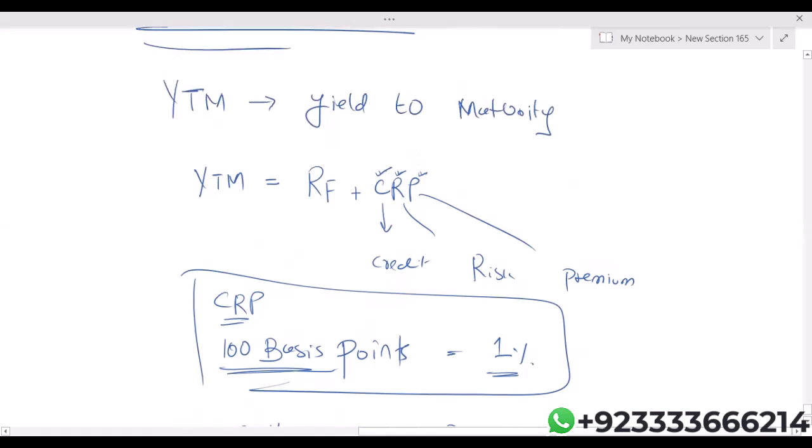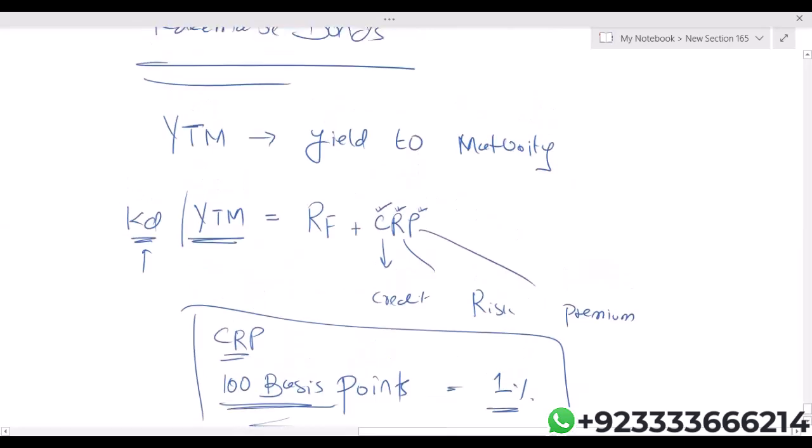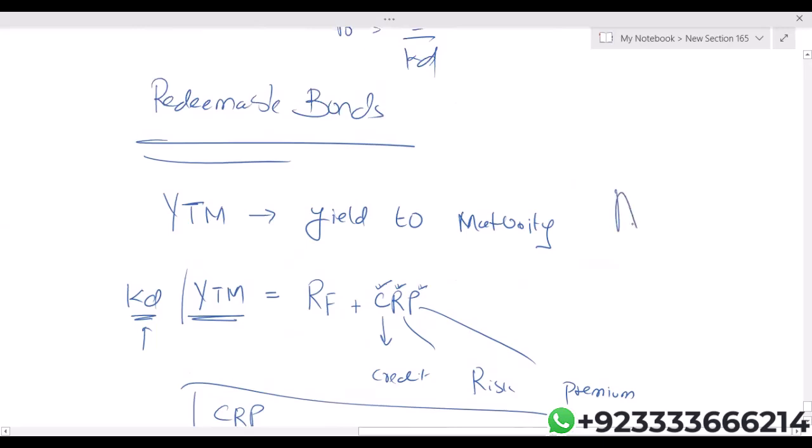Now listen, yield to maturity. This is the return required by the debt holder. The same thing is KD for my company. I'm the borrower. Obviously, once you have calculated the KD, after that you just need to do 1 minus T. This is the AFM approach. Then how do we deal with redeemable bonds?